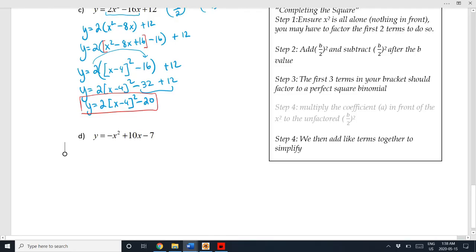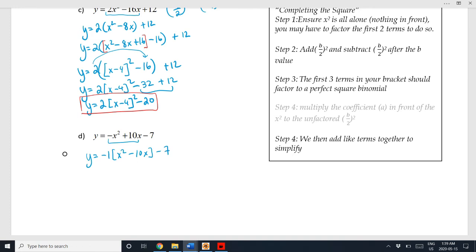Let's try another example. Here we can see that the x squared term isn't by itself. There's a negative in front of it. The first thing we need to do, in this case, is factor out the negative from these first two terms. So we're going to get y is equal to negative 1, because we're going to factor it out, and then we're going to have x squared minus 10x within this bracket for the first two terms.